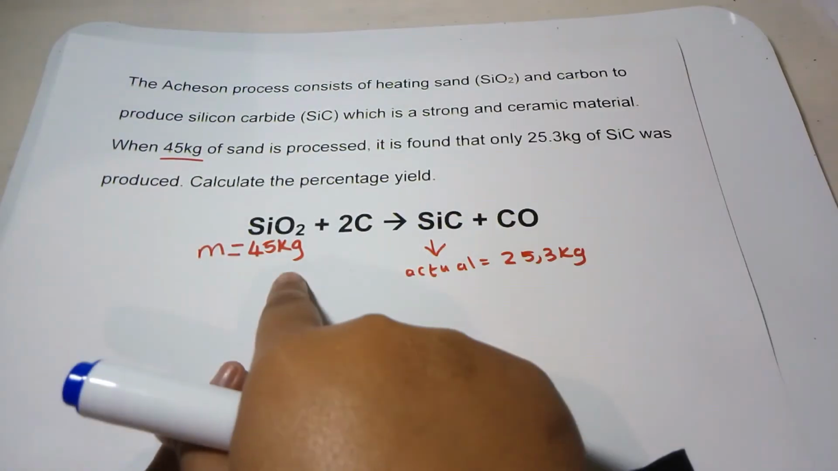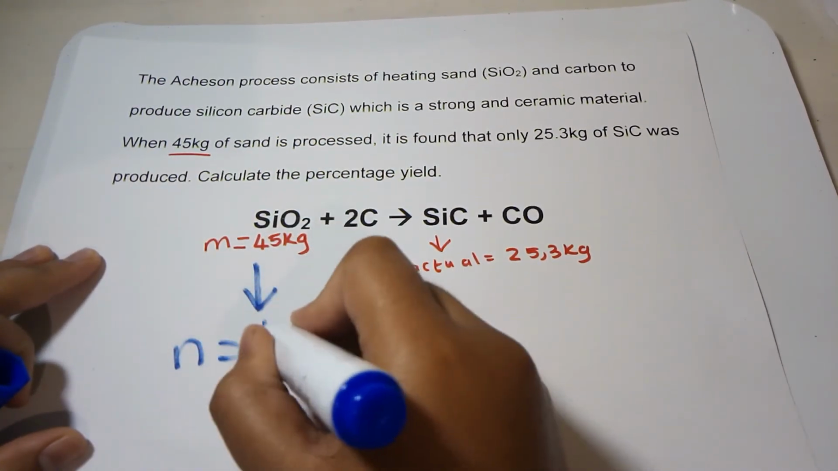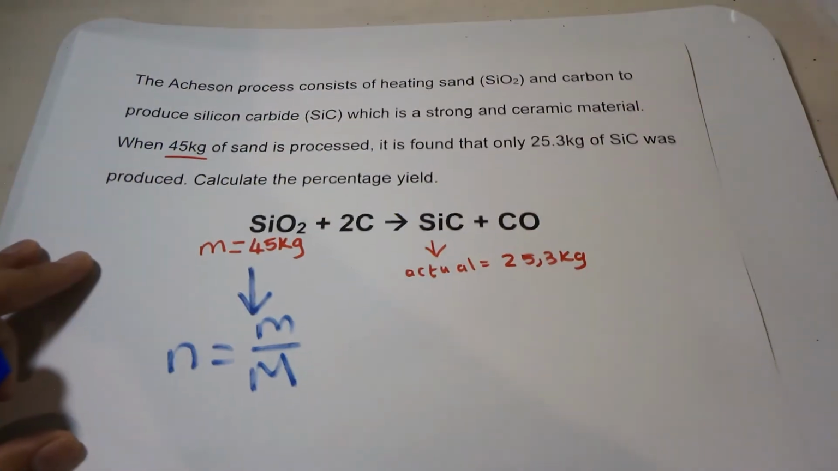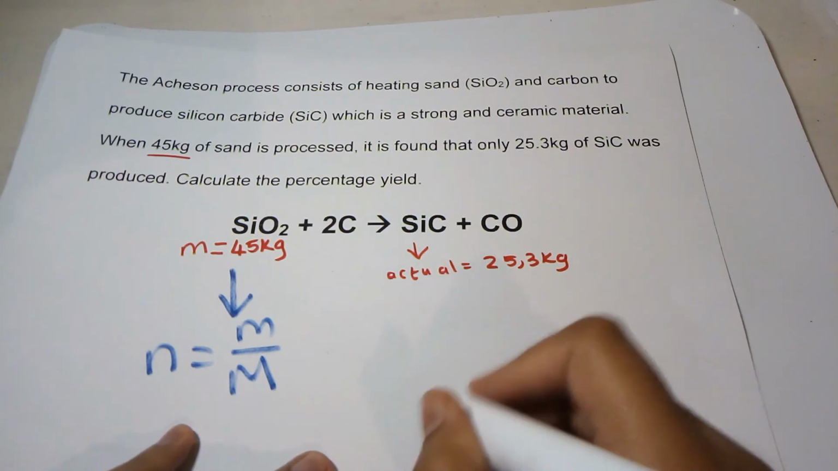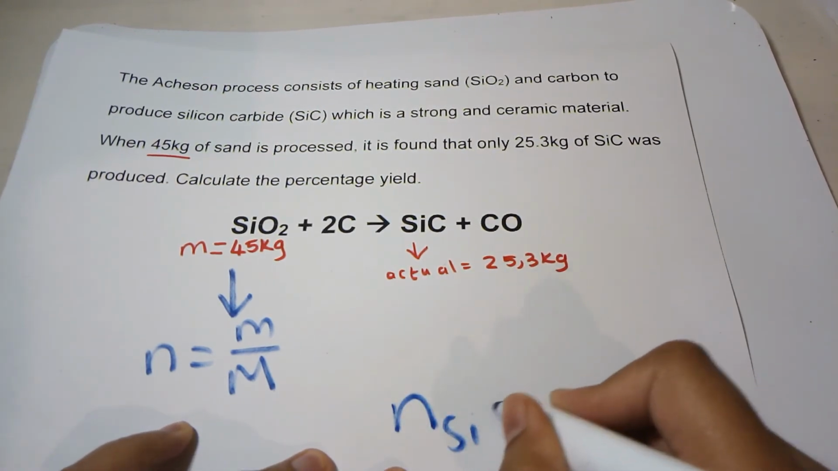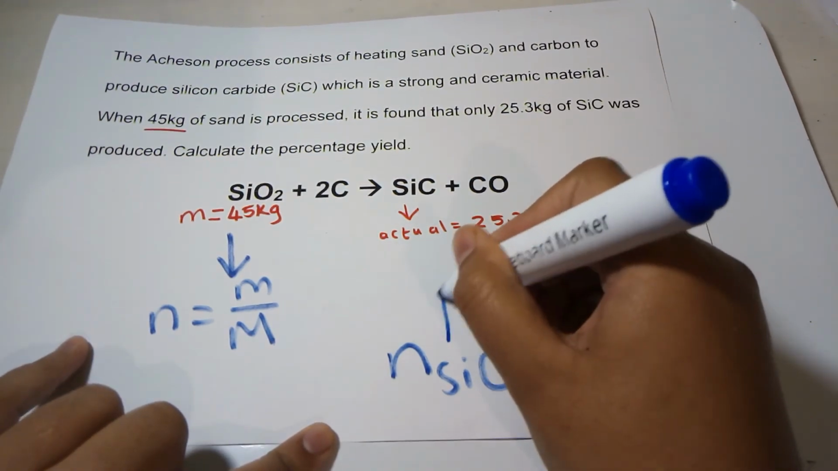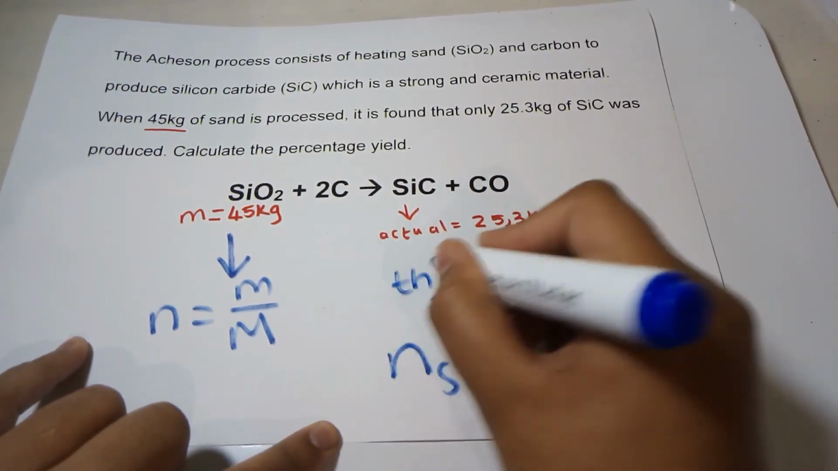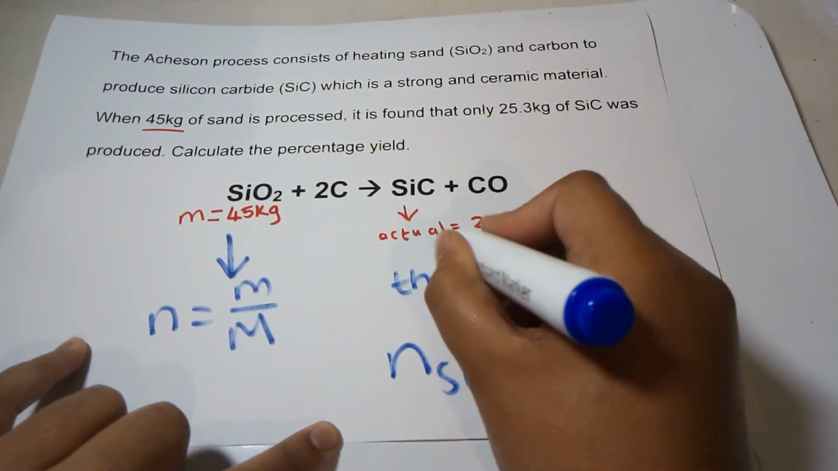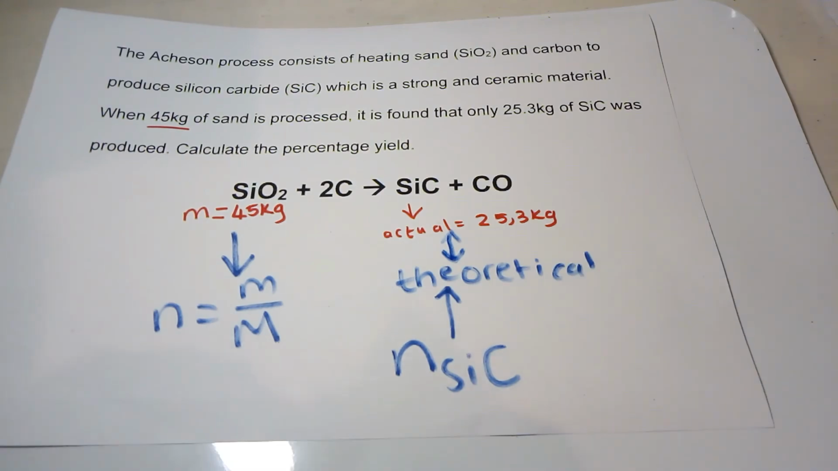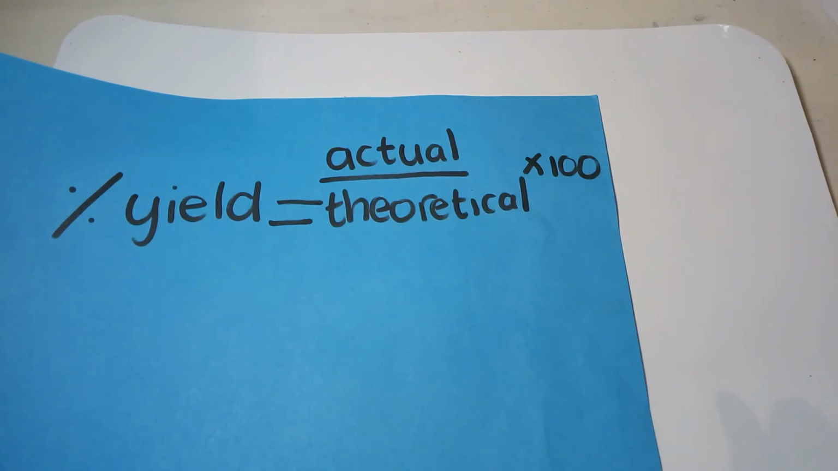If you are given a percentage yield question, you have to first identify the amount that they are giving you. We converted this into moles using this equation. Once we found the moles of the one thing, we found the moles of something else, so we found the moles of SiC. Once we found the moles of SiC, we found the theoretical yield, or the theoretical mass. Then we compared the theoretical mass with the actual mass, and we plugged that into this equation, and that is how we achieved our percentage yield.